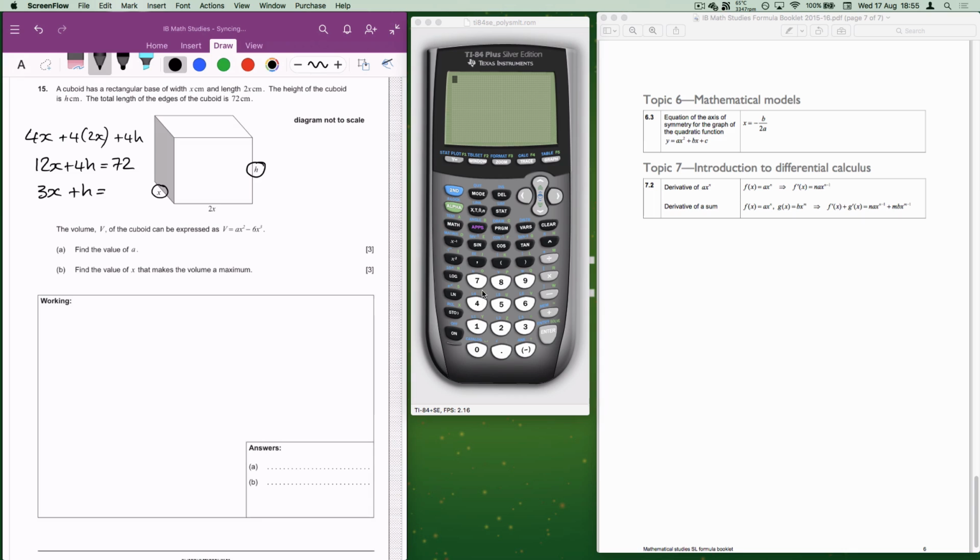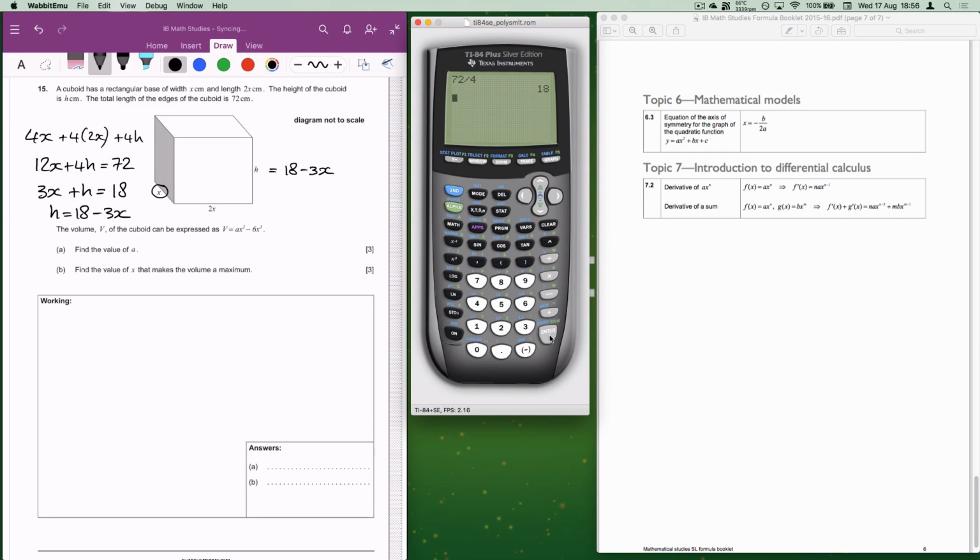Is it not 72? Oh, let's make sure the calculator's on. 72 divided by 4 is 18. Okay, so that means then h equals 18 minus 3x. Now we can start to look at working out what the volume is. Okay, so we've now got h in terms of x. So h equals 18 minus 3x.